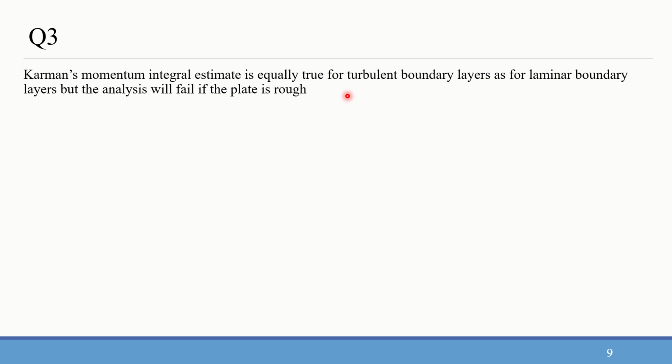So we are given one statement. Karman's momentum integral estimate is equally true for turbulent boundary layers as for the laminar boundary layers, but the analysis will fail if the plate is rough. We are asked to say whether it is true or false. So the answer is actually false.